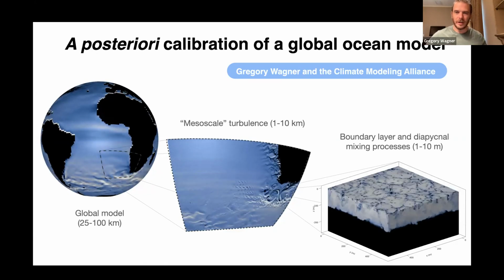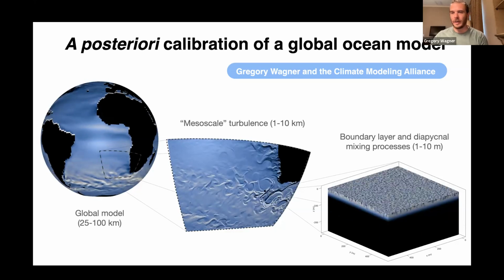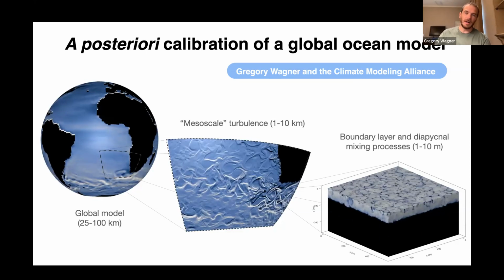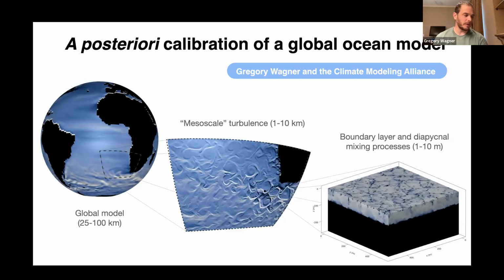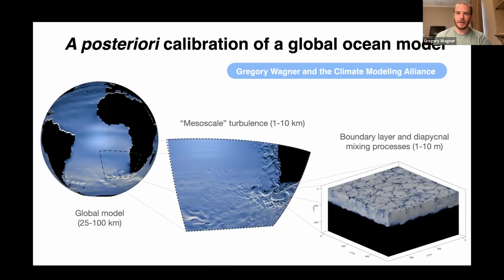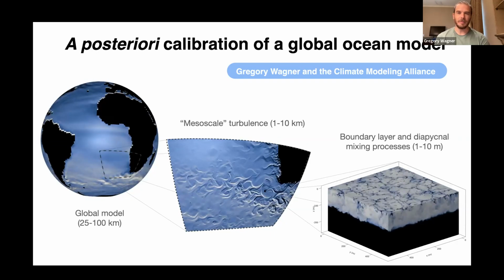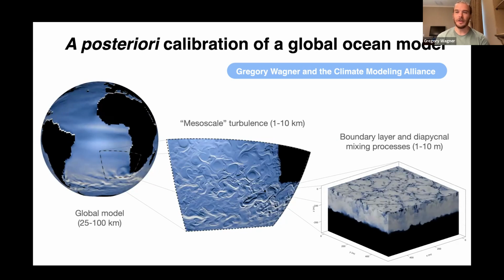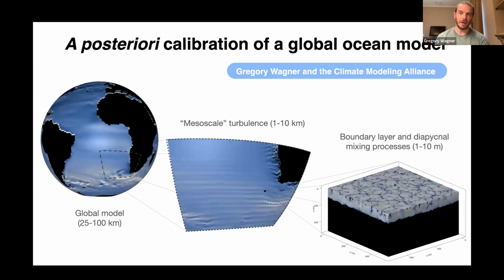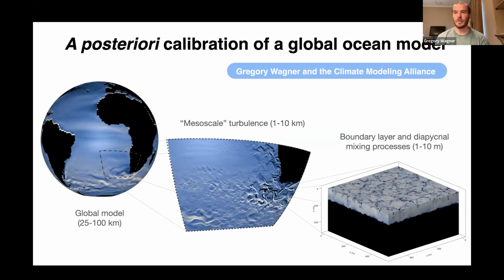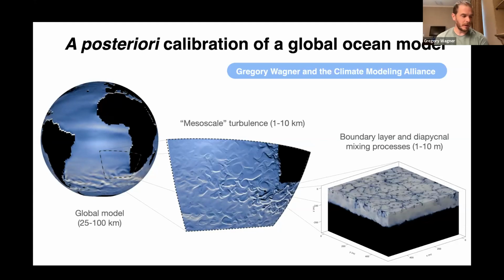So yeah, I'm Greg Wagner. I'm a research scientist at MIT, working with the Climate Modeling Alliance, and I work on the ocean component, as does the rest of the MIT group. My talk today is about calibration of ocean models. The talk is supposed to be about a big scientific question that we're tackling. The reason we are interested in calibrating global ocean models is to make accurate predictions of the state of the ocean in the future, for the purpose of making accurate climate predictions, because the ocean is an important component in the climate.